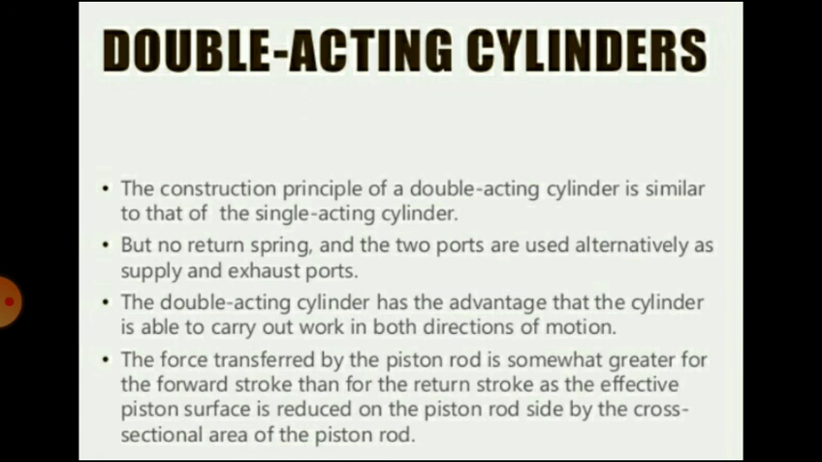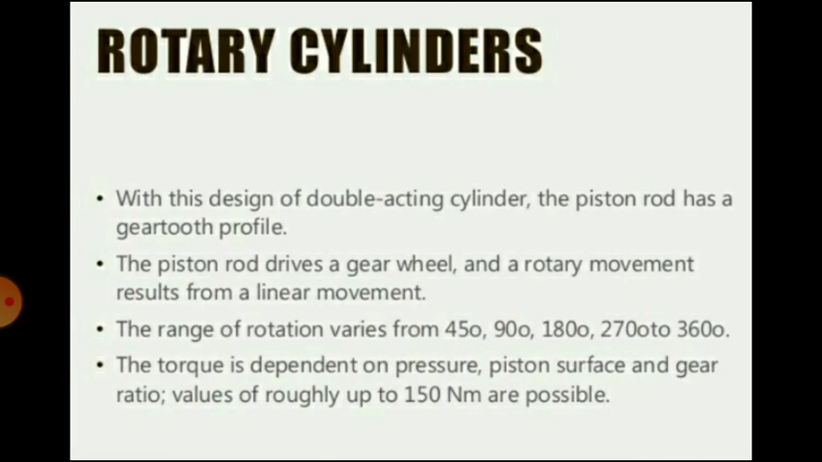The double acting cylinder has the advantage that the cylinder is able to carry out work in both directions of motion. The force transferred by the piston rod is somewhat greater for the forward stroke than for the return stroke, as the effective piston surface is reduced on the piston rod side by the cross sectional area of the piston rod. Then rotary cylinders. With the design of a double acting cylinder, the piston rod has a gear tooth profile. The piston rod drives the gear wheel, and a rotary movement results from linear movement.